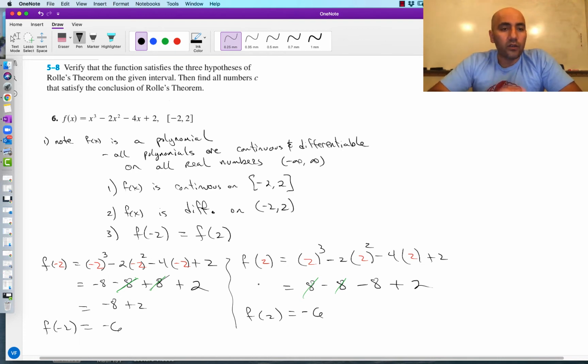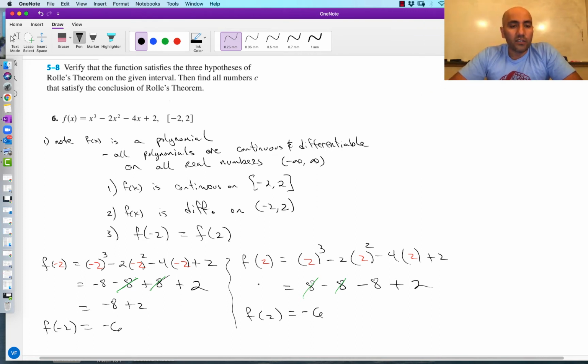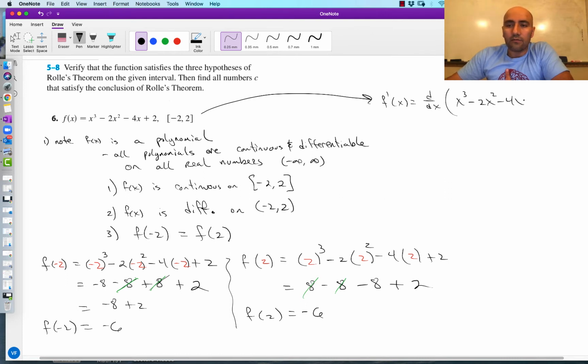So now the conclusion. The conclusion is that there must be at least one value between a and b, so between negative 2 and positive 2, such that its derivative will be equal to 0. Okay, so let's find it. To find it, we're going to have to take the derivative, right? So let's come back over here and say that f prime of x is equal to the derivative with respect to x of our function, which is x cubed minus 2x squared minus 4x plus 2.